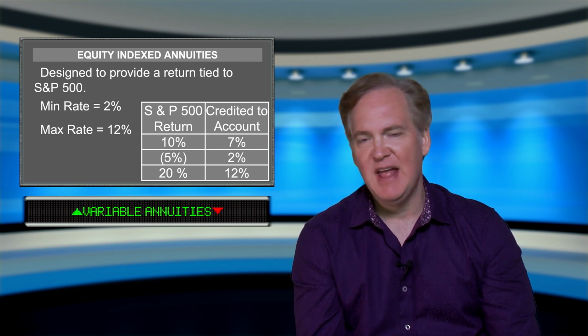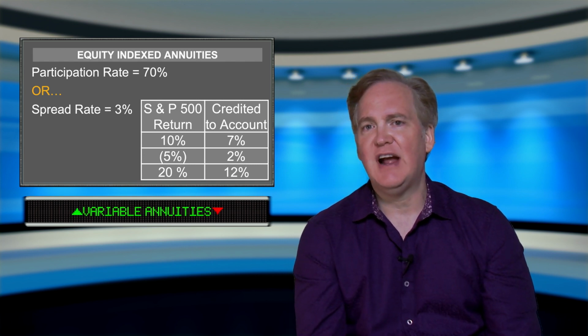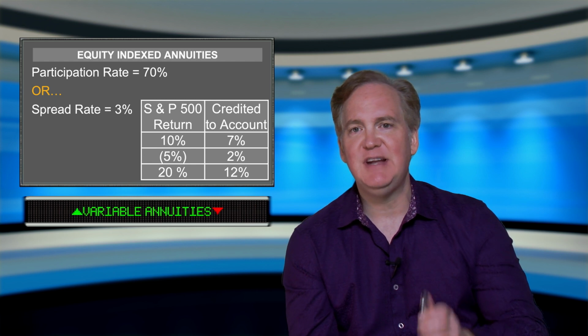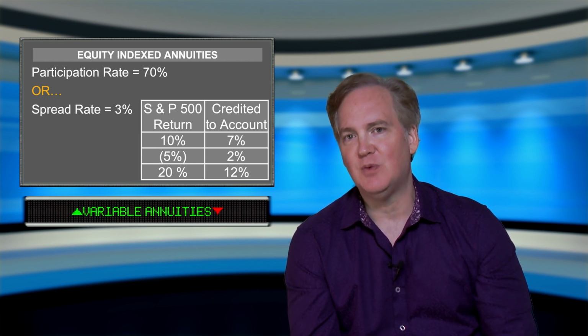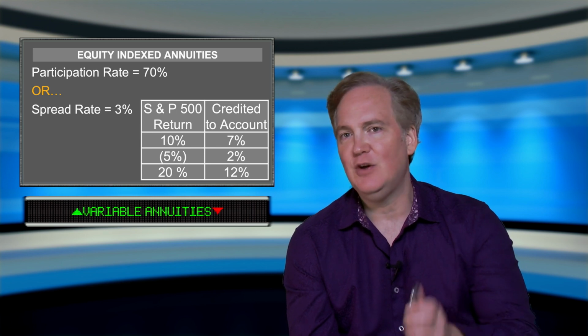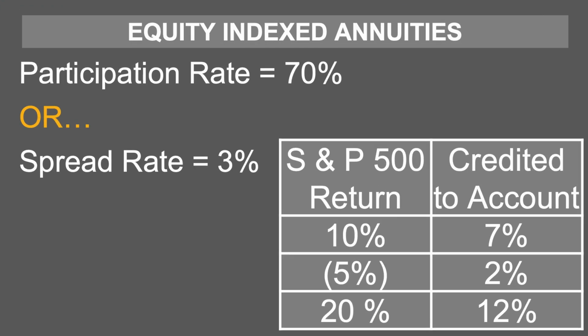Now, with these type of contracts, the investor will not get 100% of the return of the actual index. Most of these contracts will tell you what the participation rate is. This means that this is the rate of return, or the percentage of the return of the index that you will receive. And in our example here, we have a participation rate of 70%. We've set a minimum guaranteed rate of 2%, and we have a maximum rate of 12%.